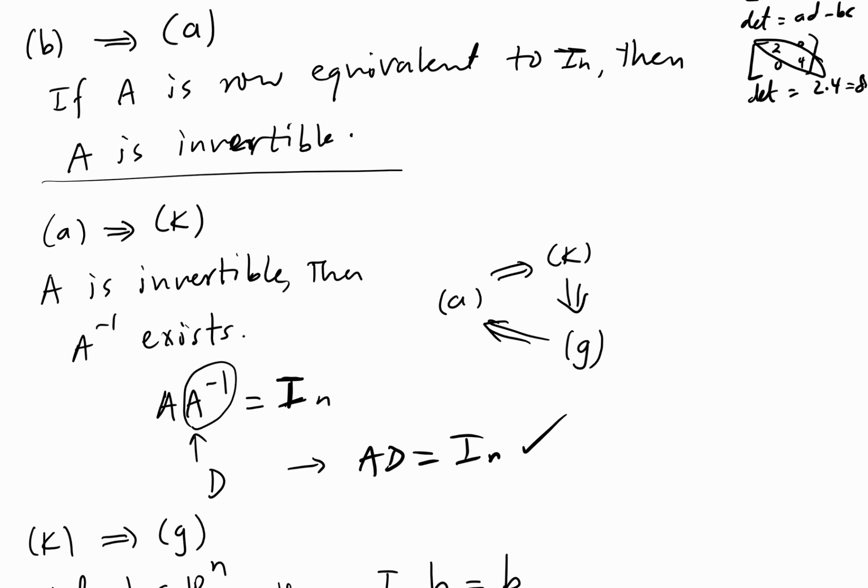The next one, we need to prove that K implies G. K implies G. What is G?